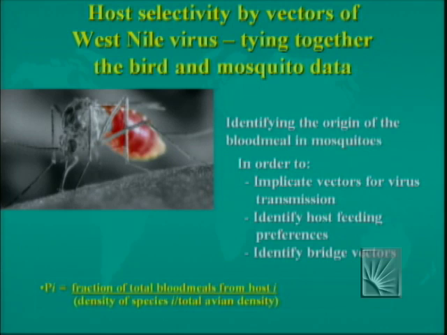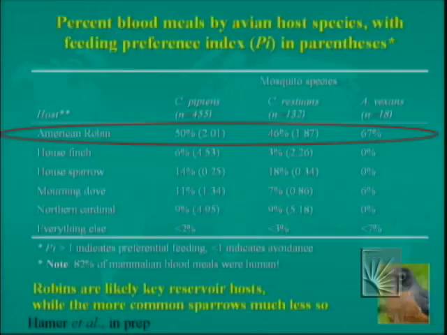And it's very easy to calculate a feeding index. Basically, you look at the proportion of blood meal from a certain species versus its density in the area. It turns out that sparrows, although they are very common, are not very important. The mosquitoes are actually avoiding them. A value less than 1 means that they prefer not to feed on. But they do like the robins, and the robins are common enough that we think they are a key player, at least during a certain part of the year, maybe the most important part of the year.